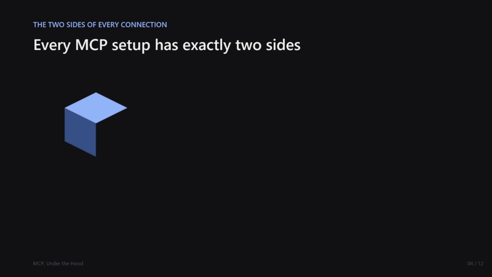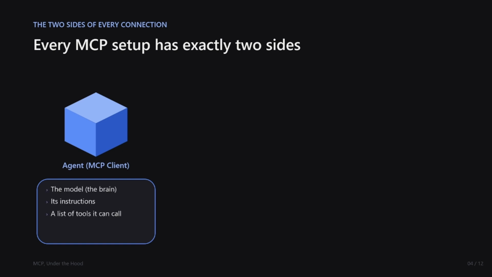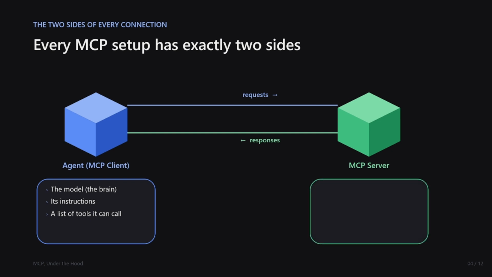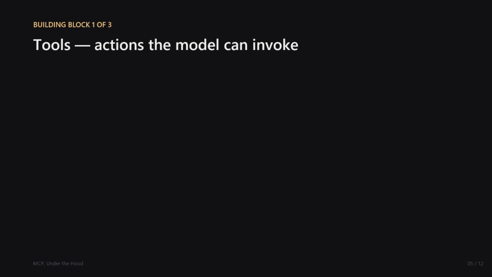Every MCP setup has exactly two sides. On one side, you have the agent. This is sometimes called the MCP client. It holds the AI model, its instructions, and a list of tools it is allowed to use. On the other side, you have the MCP server. This is what actually offers the tools, the data, and some ready-made templates. The agent sends a request, the server sends back a response. That back and forth is the whole relationship.